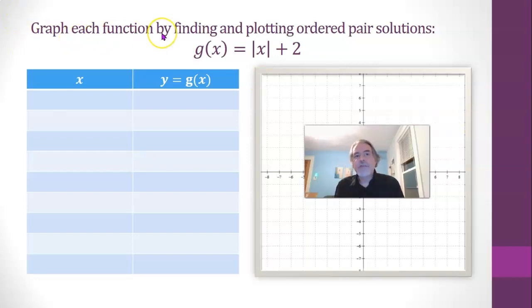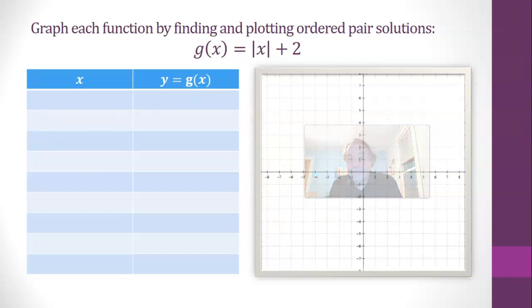So we're going to graph this function by finding and plotting ordered pair solutions. We're going to take a bunch of different numbers for x, calculate g of each one of those numbers to get the y that goes with it, plot the points, and see what kind of pattern they fall into. Ready?